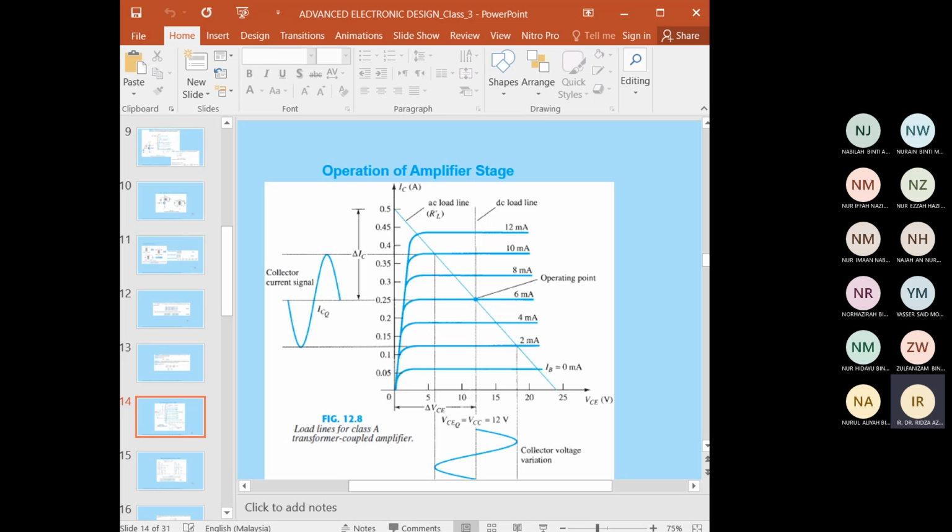Now next is the operation of the amplifier stage for the DC load line. The transformer DC winding resistance will determine the DC load line for the circuit that you can see here in figure 12.8. The Y axis is IC and the X axis is VCE, so this is IC versus VCE, ampere versus the voltage.